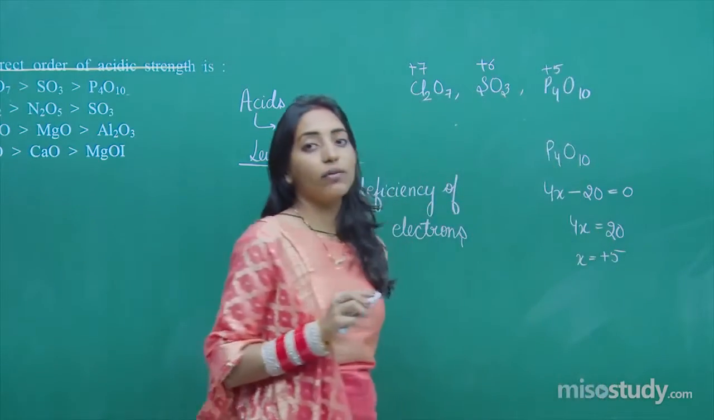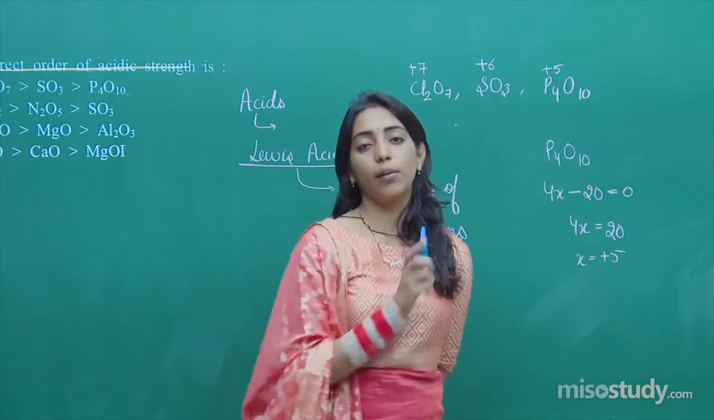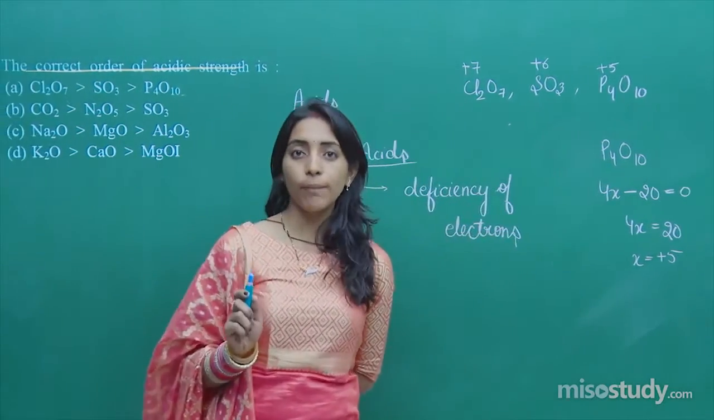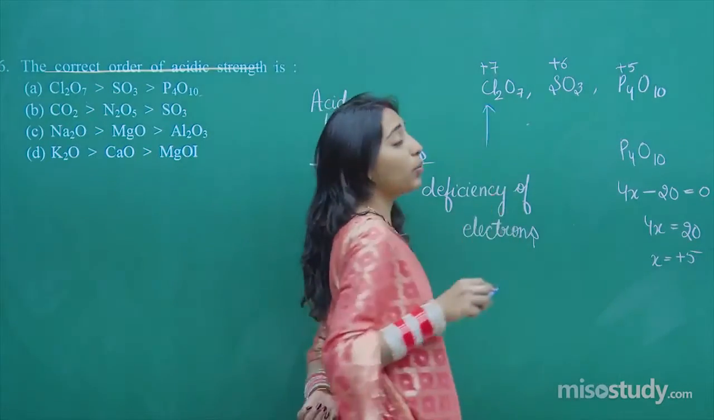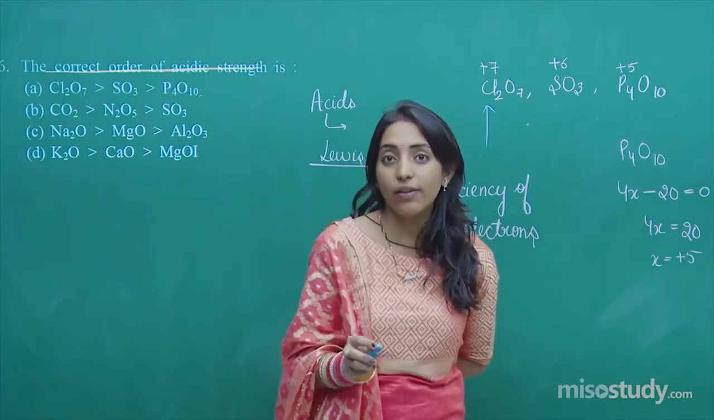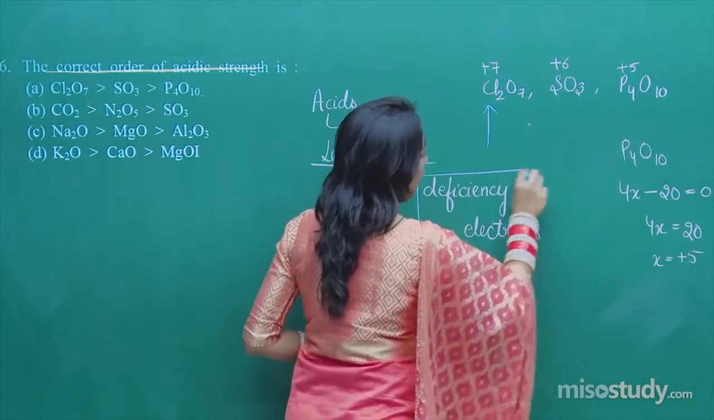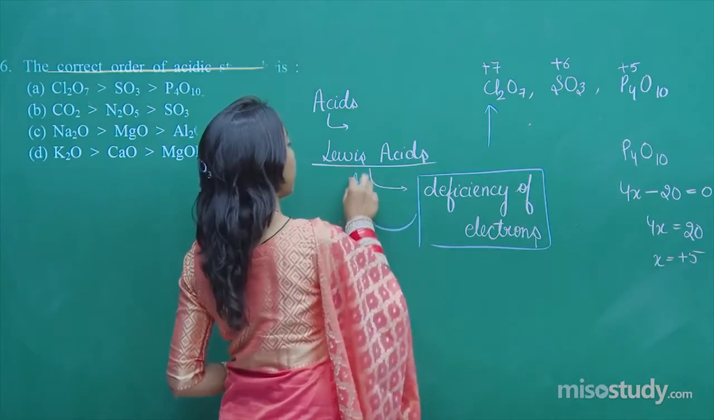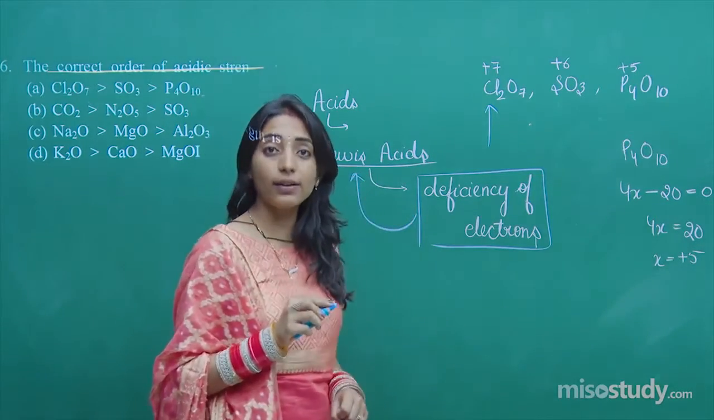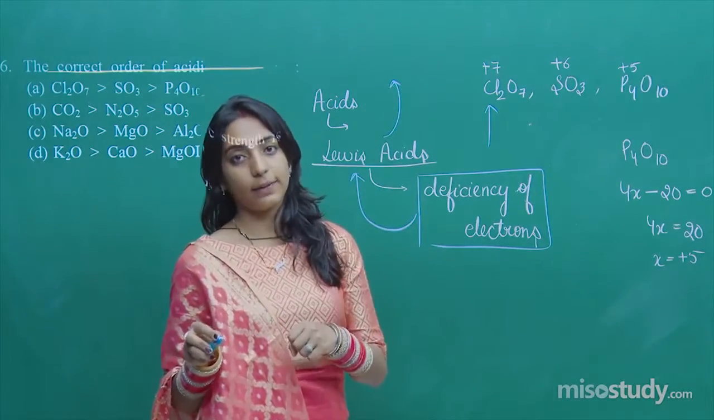So this is the value of oxidation state of the central atom in all the 3 compounds given. Now you can see, when chlorine is having a maximum oxidation state which is +7, there will be maximum deficiency of electrons. And when there is maximum deficiency of electrons, it will have maximum Lewis acid character. Maximum Lewis acid character means it will be the strongest acid.